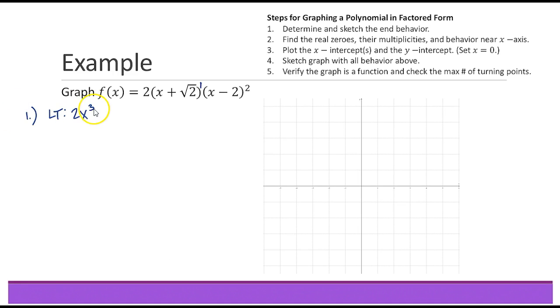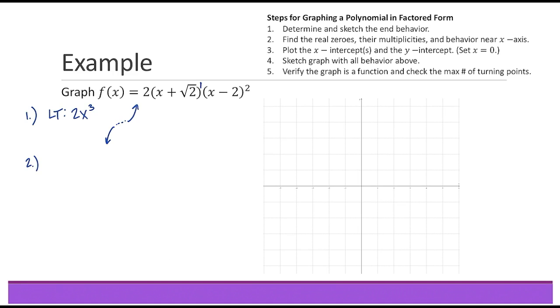So if I have an odd degree with a positive leading coefficient, I should just think about the regular graph of x cubed. Well, the right side points up and the left side points down. We don't exactly know what happens in the middle yet with this graph, but we're just describing the end behavior. Step 2, find the real zeros, their multiplicities, and behavior near the x-axis.